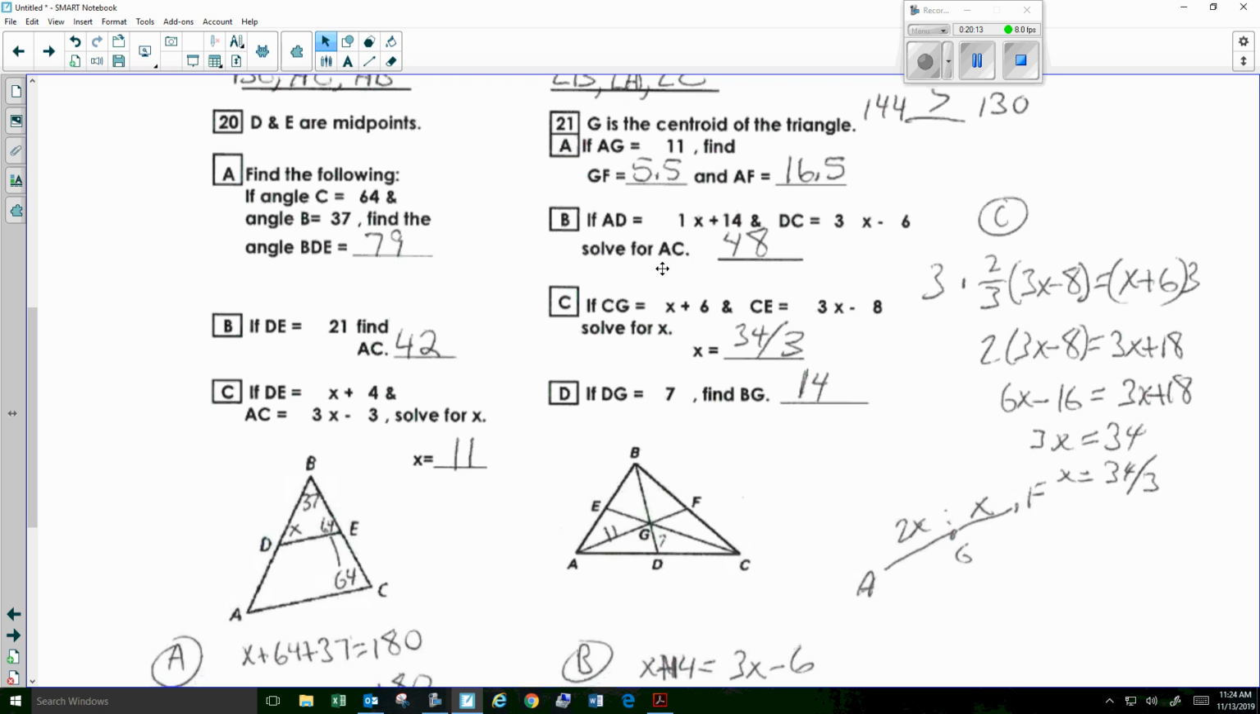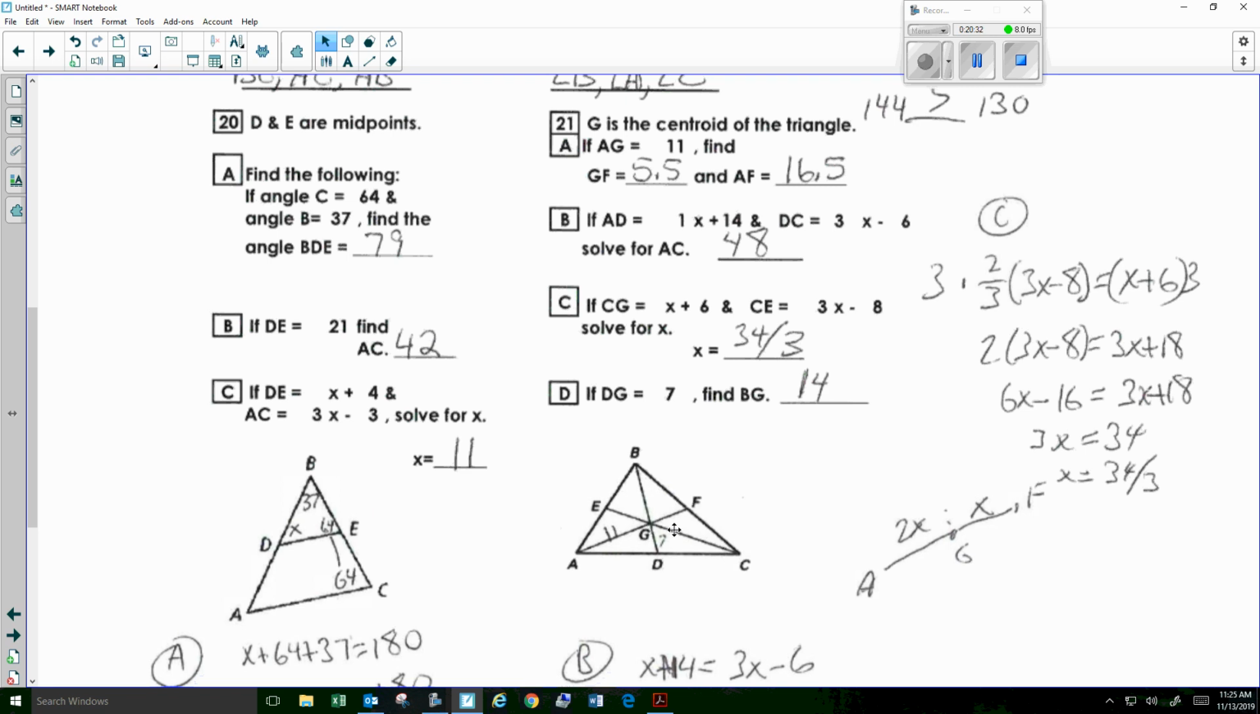They want you to solve for AC. AC is the entire distance, so I can plug into one of these two and just double it. So 10 plus 14 is 24 for this one. So this is 24. 24 plus 24 is 48.